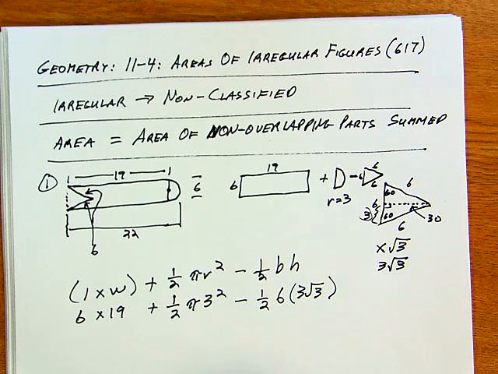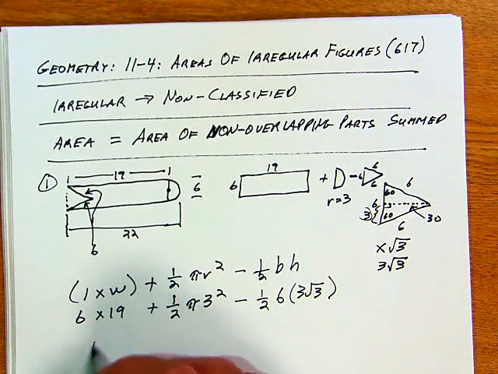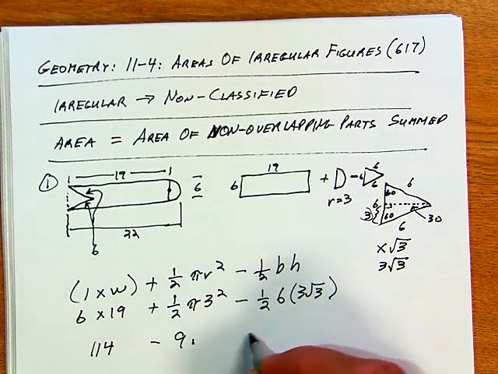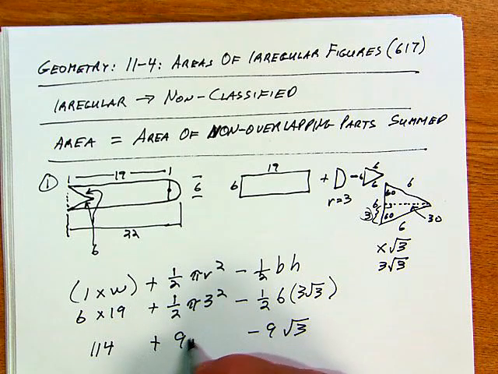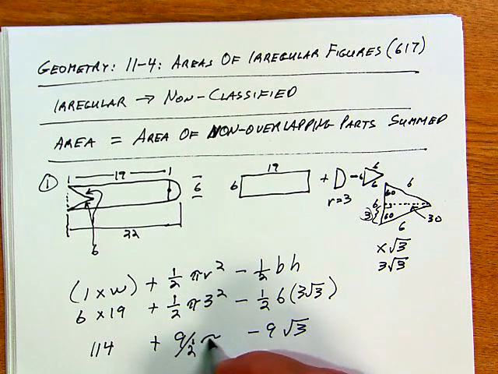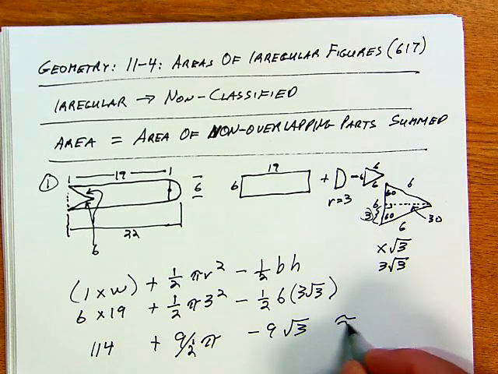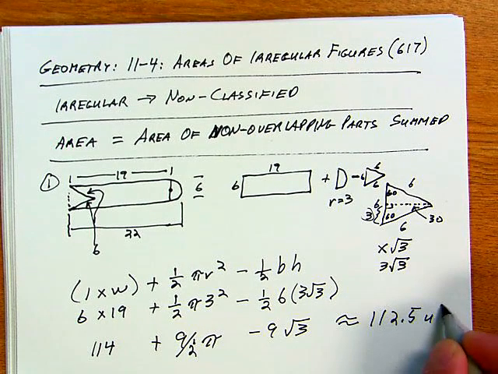So once we know all that, we do the calculations. 114 minus 9 times the square root of 3, plus 9 over 2 times pi. And I punch those all into my calculator, and I get approximately 112.5 units squared.